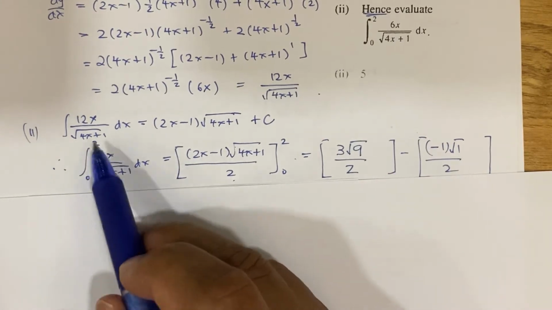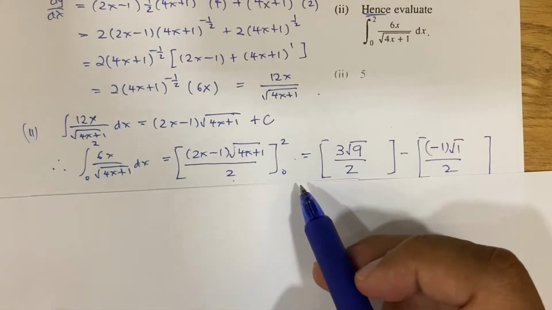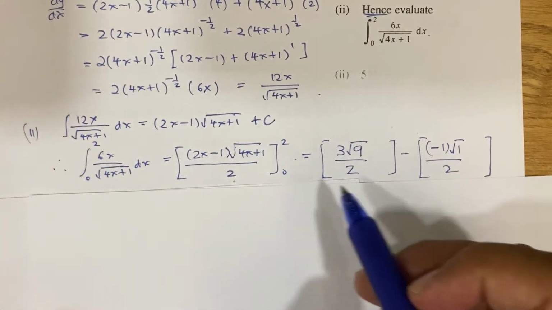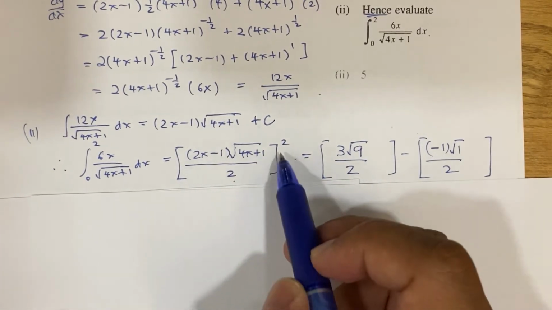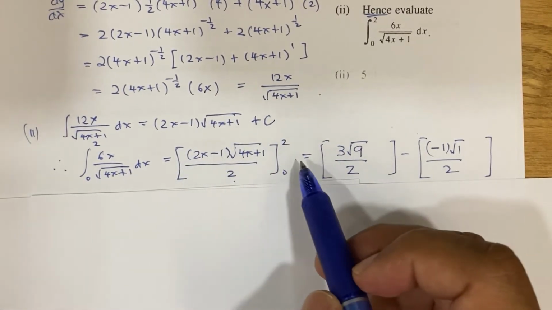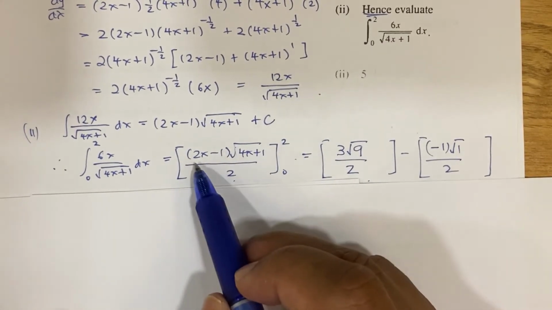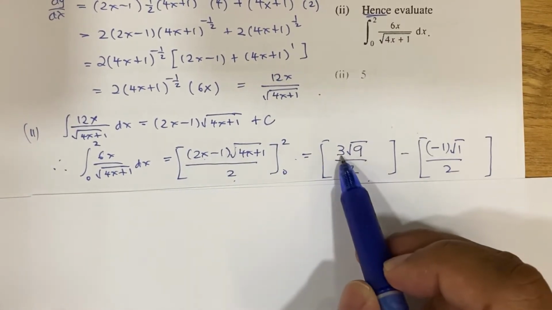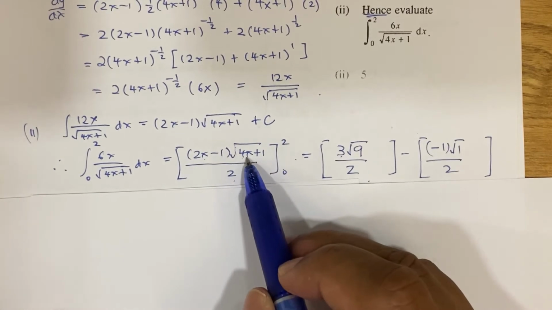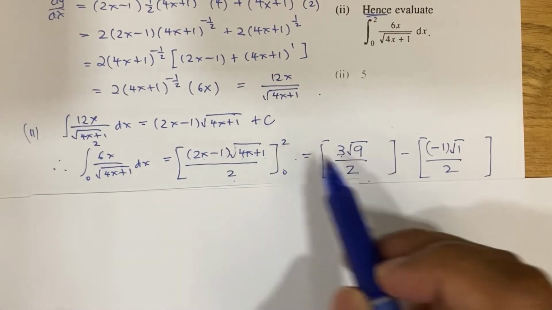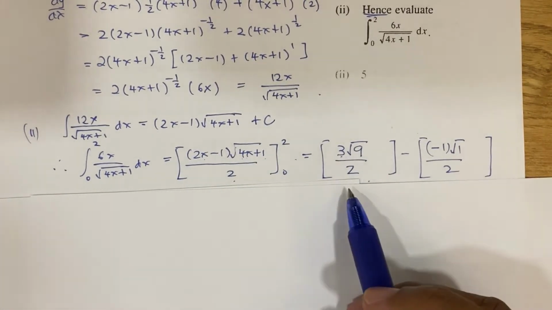Because once it's a definite integral, we don't write the c anymore. Okay, now how do I get this? Once I get this right, I evaluate this function at 2 first. I'm going to have 2 times 2, 4, 4 minus 1 is 3. 4 times 2, 8, 8 plus 1 is 9. So square root 9 here and divide by 2.